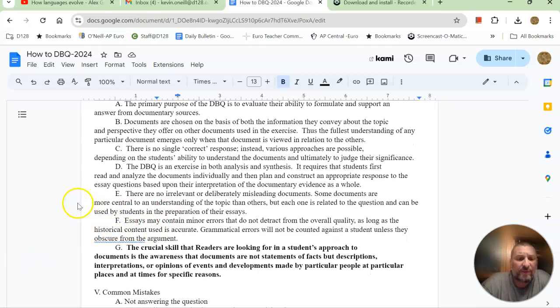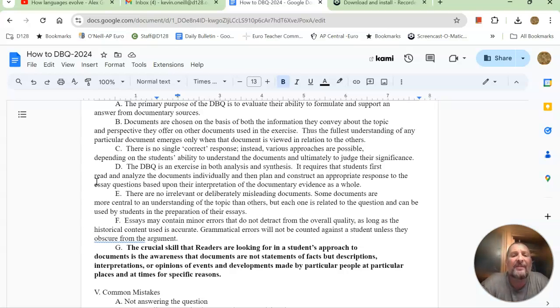It requires students first read and analyze the documents individually, then plan and construct an appropriate response to the essay questions based on their interpretation of the documentary evidence as a whole. So first you need to look at these individual documents and figure out how they work. Then you're bringing it all together into your essay.